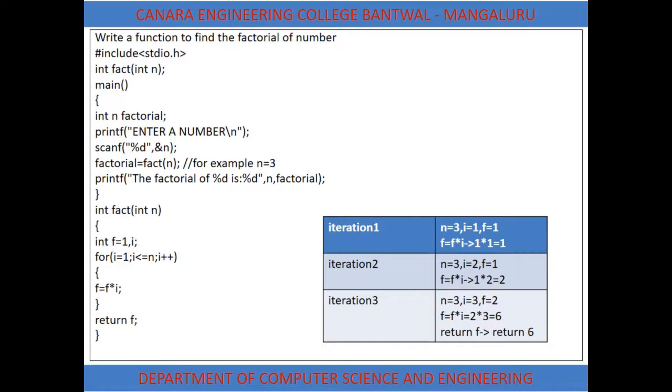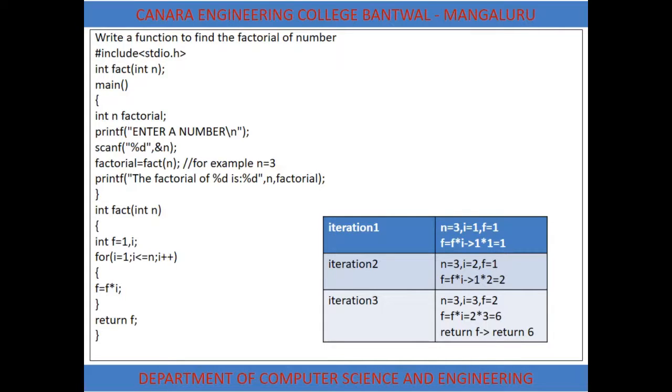Now for I equal to 1, I is less than or equal to n, I plus plus. Now you can see here in the iteration I have given. So now n is 3 for example. So I equal to 1. So 1 is less than or equal to 3. The condition is true. So the control will come inside the for loop. Now f equal to f into I. F is 1. So 1 into 1. The 1 will be stored in f.